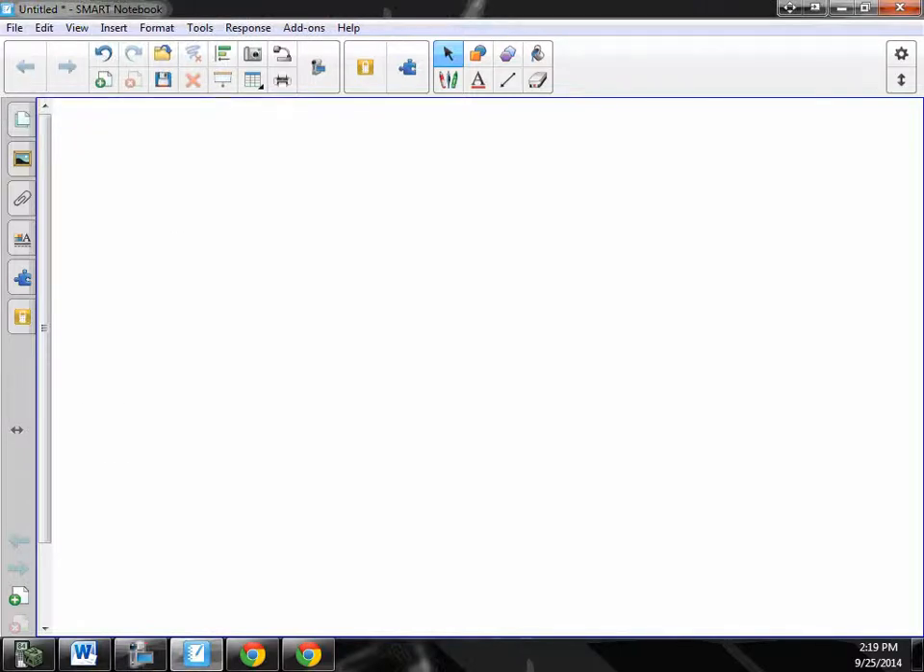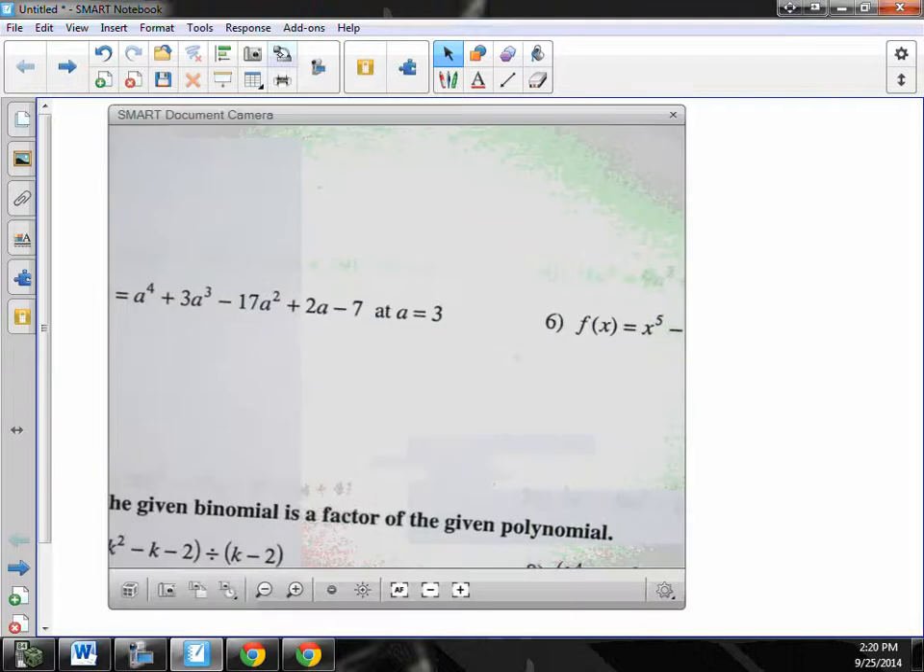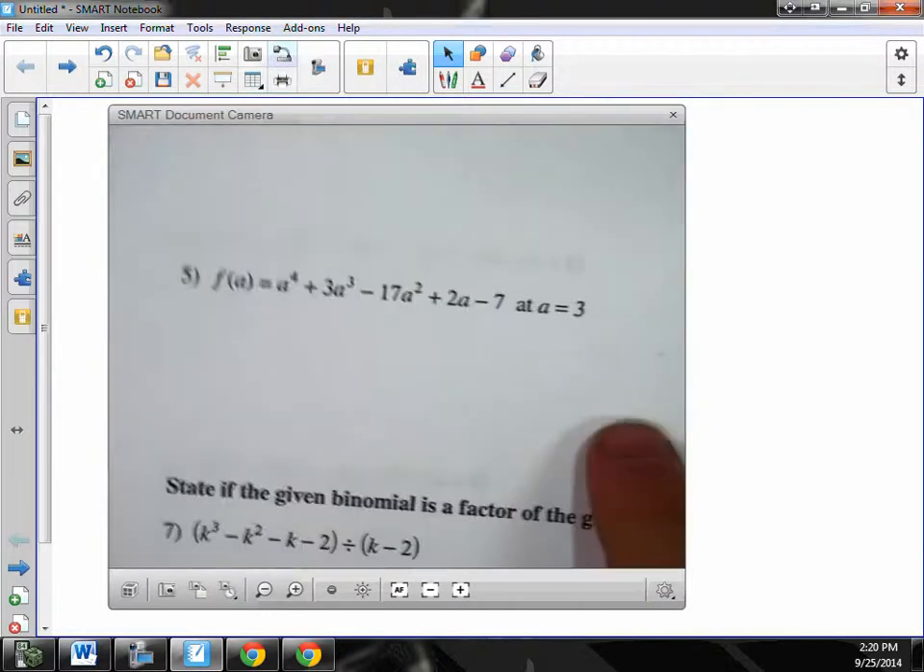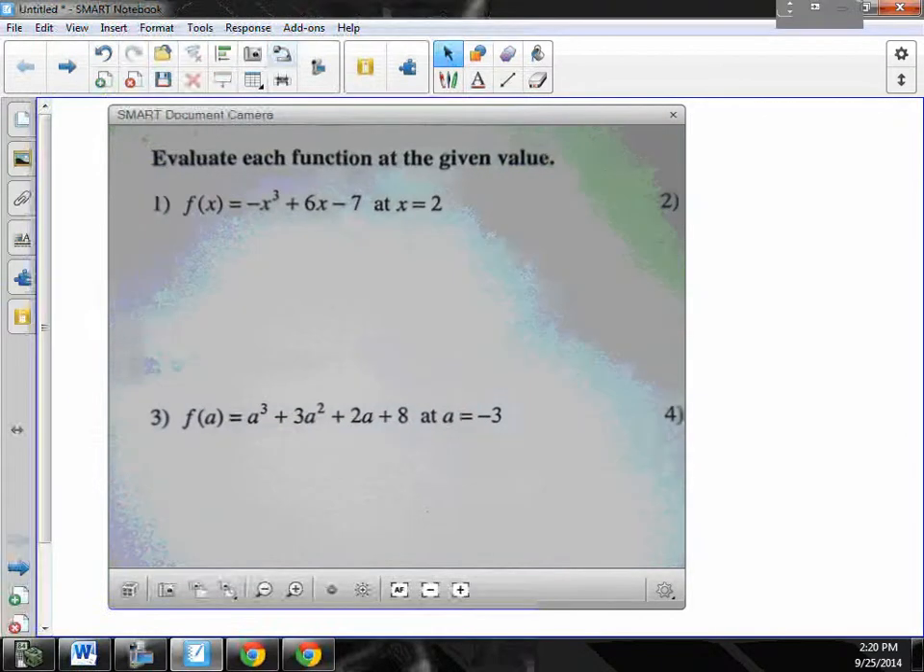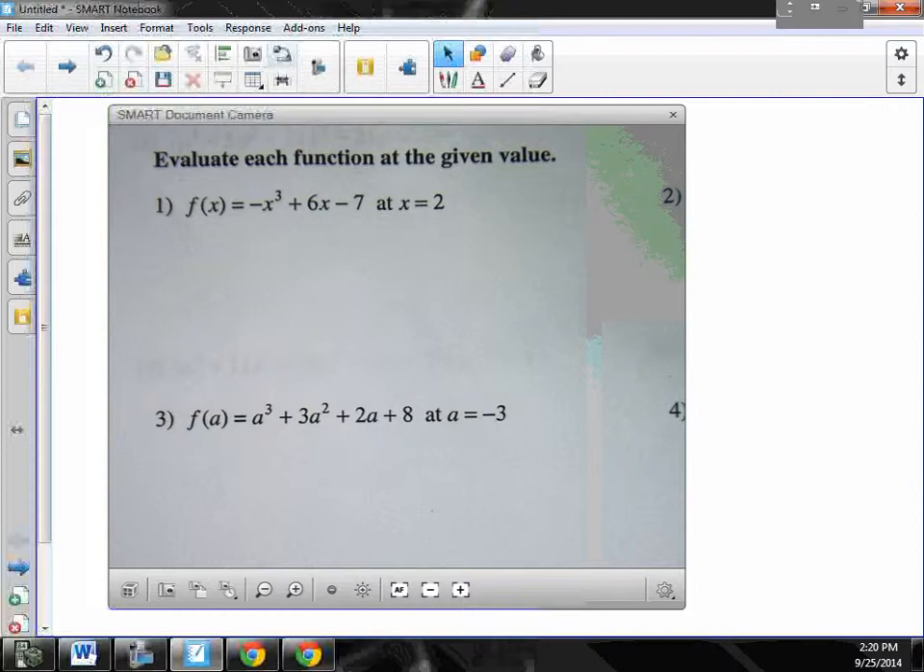So, polynomial division is kind of similar to regular division, but there's much more involved, and we're going to talk about the remainder theorem. That's what this is entitled, the remainder theorem. So number one, we have a function f of x, and it says evaluate each function at the given value.